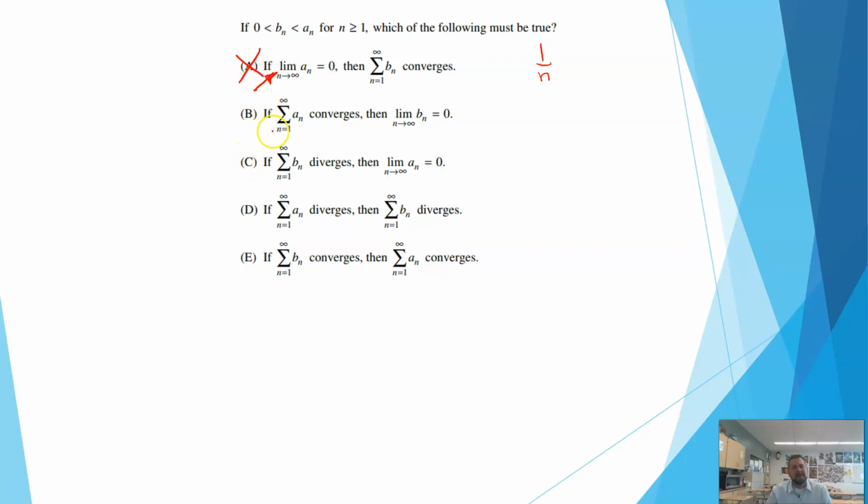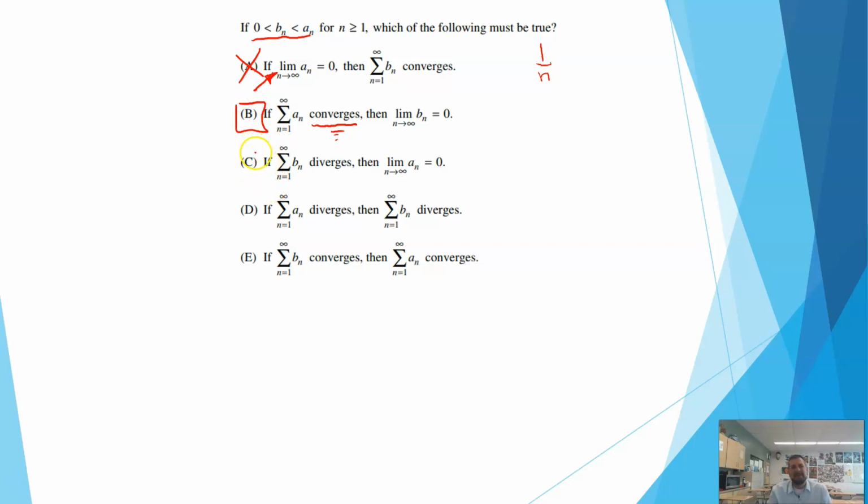Letter B, if the summation from 1 to infinity of A sub n converges, then the limit as n approaches infinity of B sub n is equal to 0. Well, that is actually the true statement here, because if this converges, that means my terms have to be getting smaller and smaller and smaller, and all of the terms in A are going to be larger than those in B. That's what that first statement says. So letter B is true on this one.